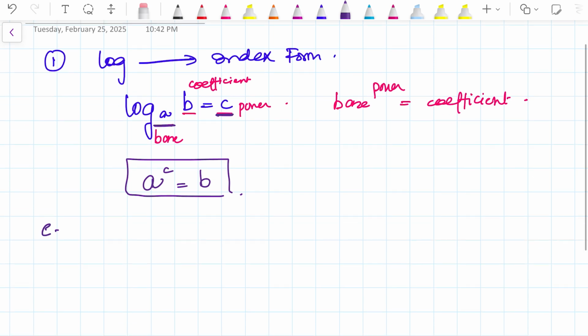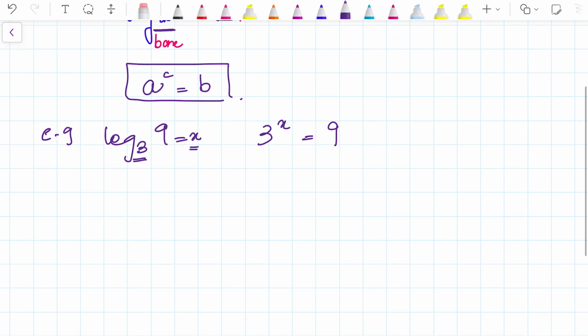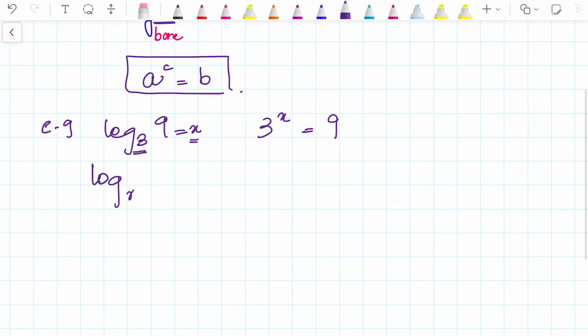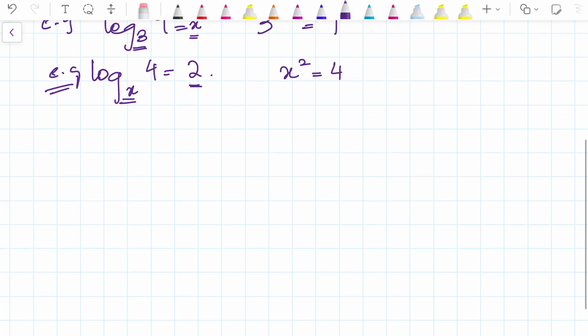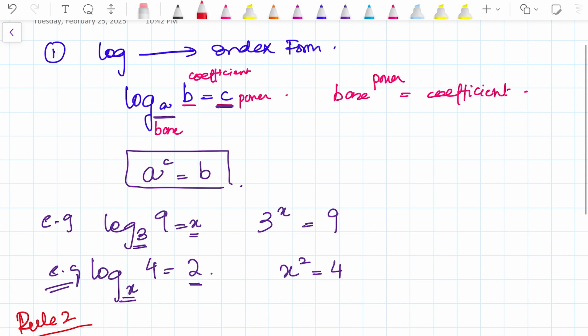For example, if you have log 3, 9 equals to x, so 3 to the power x equals to 9. Log x 4 equals to 2, so base to the power is equals to the coefficient. This is rule number 1.